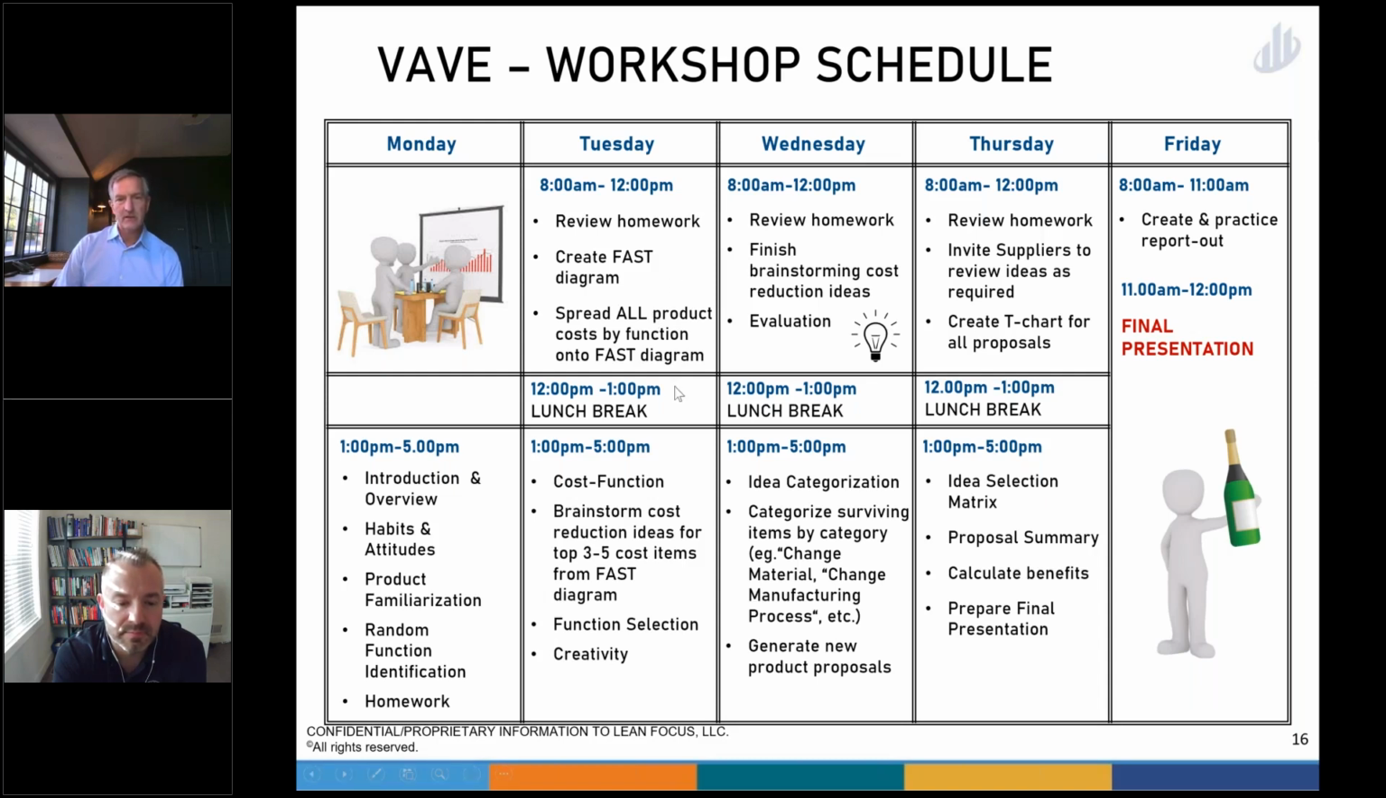Tuesday morning, you get into this FAST diagram, function analysis system technique, to really understand the function of each of the components. And Tuesday afternoon is brainstorming, where you seek ideas for cost reduction. Wednesday, we're continuing on developing those ideas a little bit more. And then you start evaluating them in the afternoon to say, what types of changes are these? How complex are they? Starting to talk about how you would go through that.